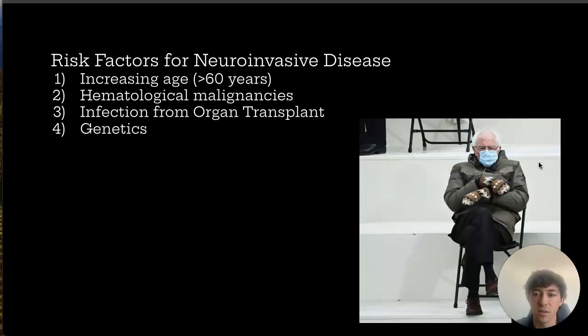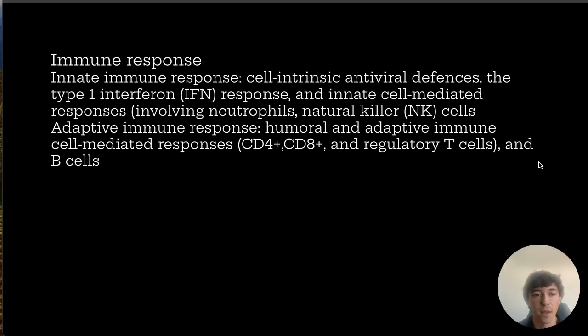Risk factors, good old Bernie here. Old age, hematological malignancies, it's cancerous cells. So if you had cancer or have cancer, you've got a higher risk for this neuroinvasive disease. Infection from an organ transplant, as I talked about earlier, could lead to neuroinvasive disease. And then some people are just genetically prone to contract a neuroinvasive disease easier than others.